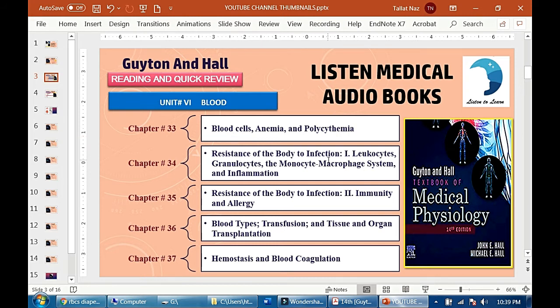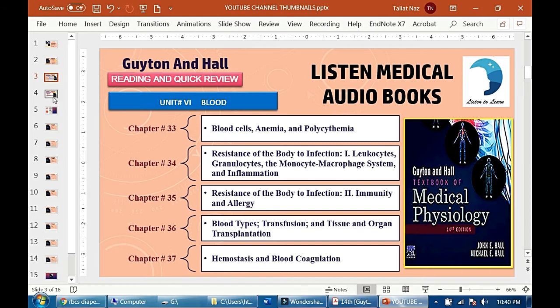While chapter 36 from unit 6 consists of blood type, transfusion, tissue and organ transplantation. And in the last part of the blood module, that is unit 6, you will study chapter 37, consisting of hemostasis and blood coagulation. So without any delay, we will move towards chapter 33, unit 6, Guyton and Hall.